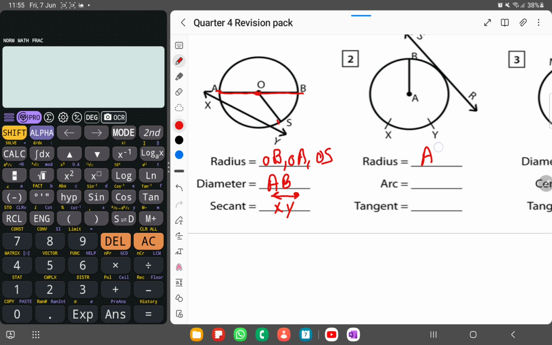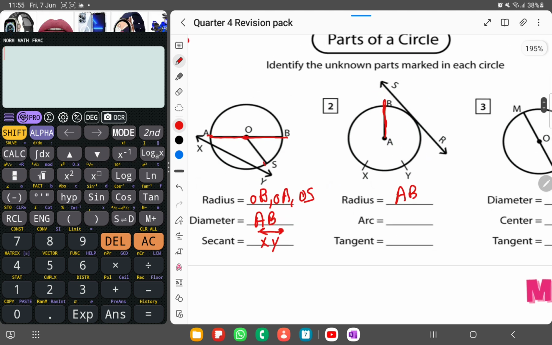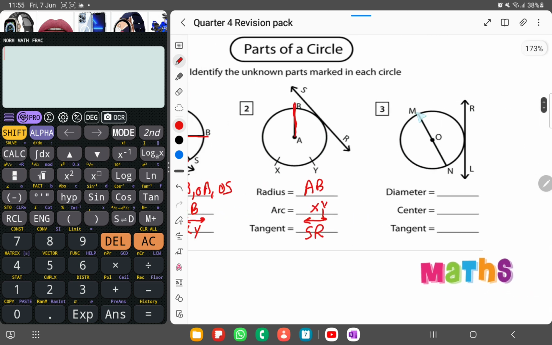Radius is AB, bravo. And what is this? Excellent, tangent. Tangent SR. And the arc here is the XY arc. The diameter here, what is the diameter? Yes, MN is the diameter. The center is O, the tangent, bravo, RL. So now we know the parts of the circle.